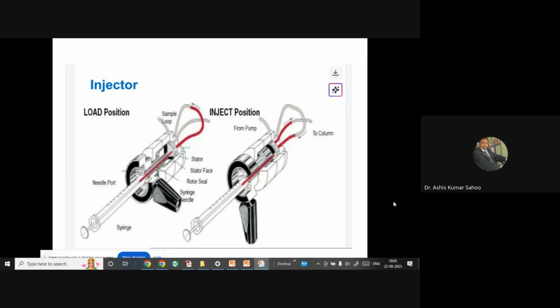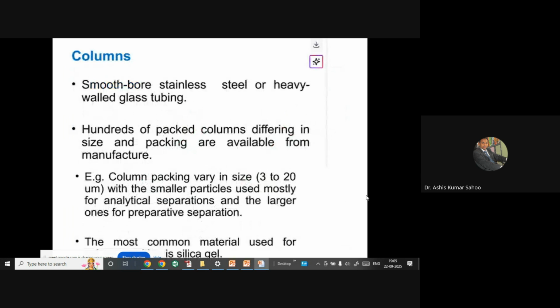This is a very small size column and the passage is very narrow. So what columns are used in this case? Smooth bore stainless steel or heavy-walled glass is used. Hundreds of columns that differ in size and packing are available. Column packing varies in size. So these are the different types of columns.